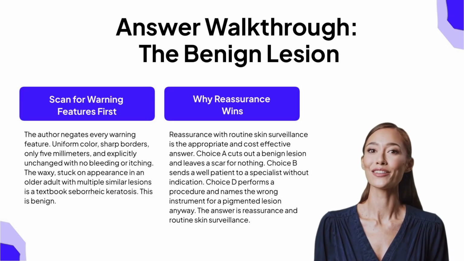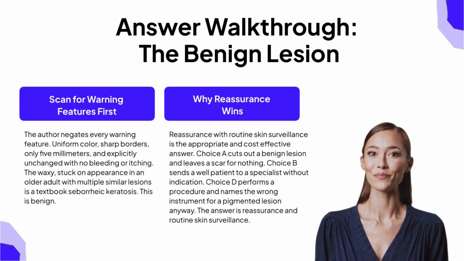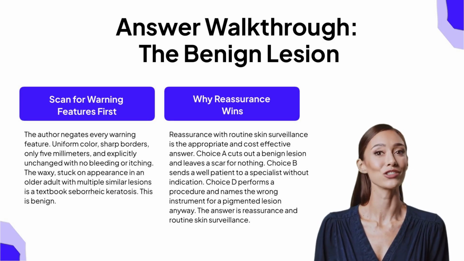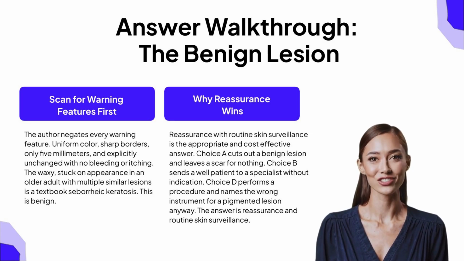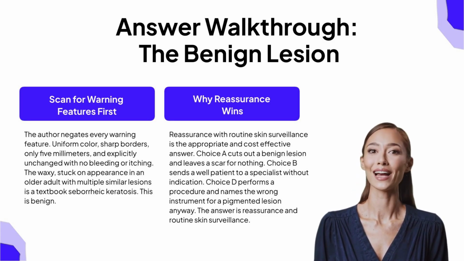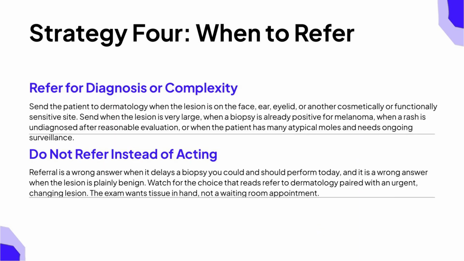Now the distractors. Choice A subjects a benign lesion to a procedure, produces a scar and yields nothing useful. Choice B is the overkill trap dressed as caution, and the word urgent should make you suspicious. Choice D is wrong twice, an unnecessary procedure and the wrong instrument for a pigmented lesion. The exam is testing whether you can hold your nerve. The answer is C. Strategy 4 is dermatology referral, a subtler judgment than students expect.